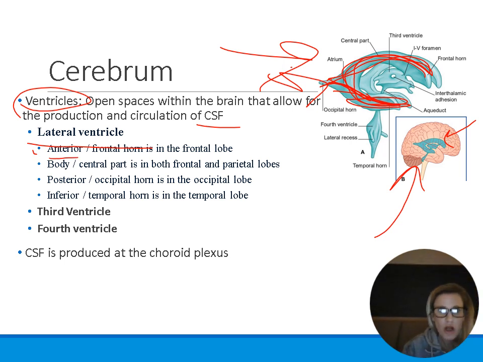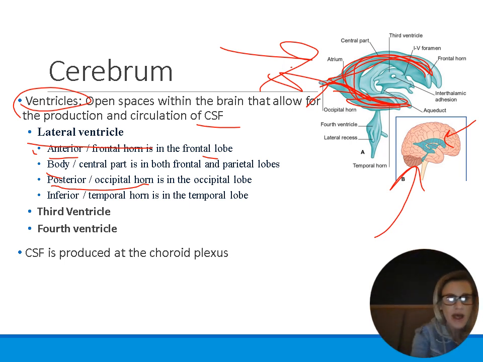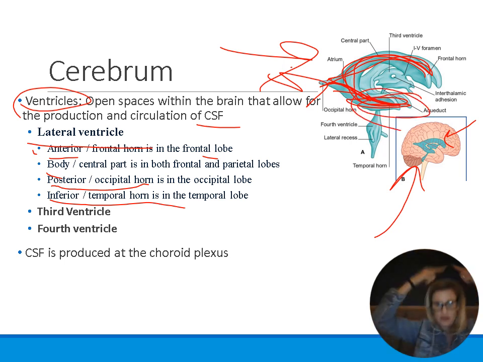The anterior region is what we call the frontal horn. The frontal horn is the part that goes to the frontal lobe. Then the body or central part is the part that curves back through the rest of the frontal lobe and the parietal lobe. The posterior or occipital horn is this pointy part that goes back to the occipital lobe. And then the inferior or temporal horn is this bottom part here that curves out laterally a little bit into the temporal lobe.